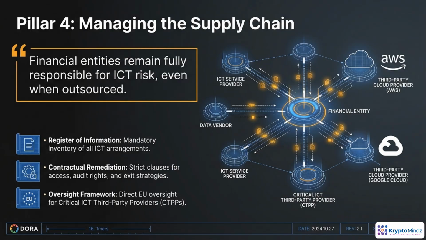DORA's message here is simple but tough. You can outsource services, but you cannot outsource responsibility for ICT risk. Every connection to a cloud provider, data vendor, or software platform extends your attack surface and your dependency chain. Regulators therefore expect you to know exactly who provides what, where data flows, and which functions are critical. That means keeping a complete, accurate register of ICT arrangements, building strong contracts with audit, access, and exit rights, and understanding which providers might be designated as critical. Your governance, monitoring, and contingency planning must treat third parties as integral parts of your own operational resilience.